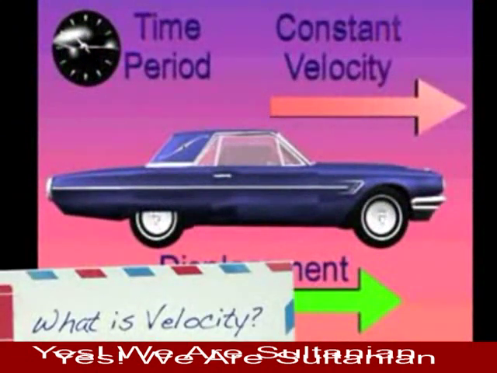Then how about velocity? Velocity is a vector quantity. What would be the difference between this and a scalar quantity? As mentioned before, a scalar quantity won't have any mention of direction, but vector quantities do have direction. To make it simpler, an example would be a car going 40 miles per hour north.